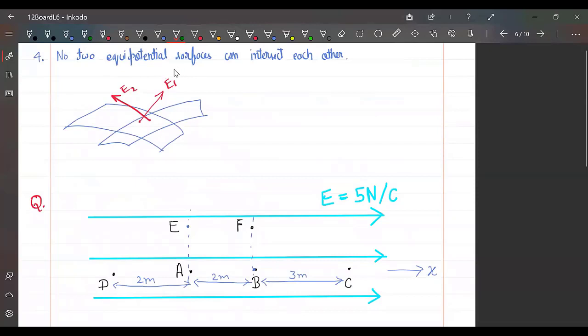Next, no two equipotential surfaces can intersect each other. Because if that happens, we know that perpendicular to this surface, there is an electric field E1, and perpendicular to this surface, there is an electric field E2. So if equipotential surfaces intersect, that means the electric field has two directions, which is not possible. Therefore, we can say that no two equipotential surfaces can intersect each other.